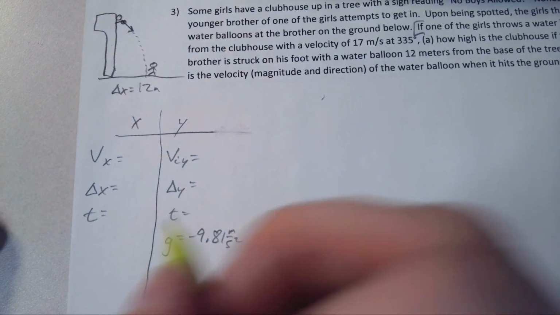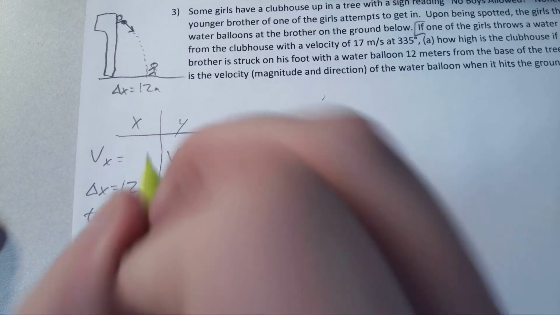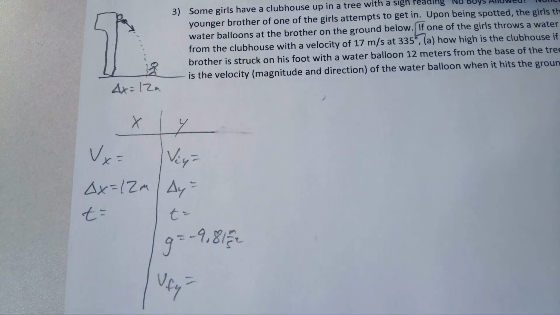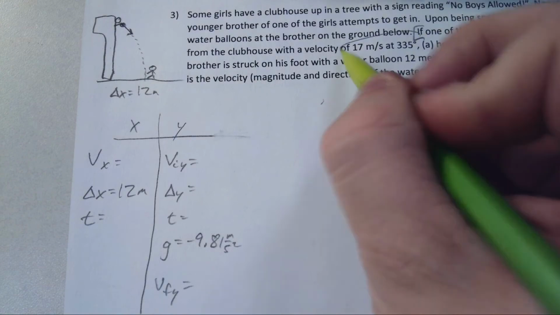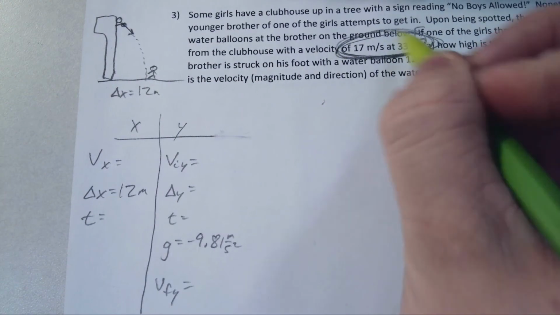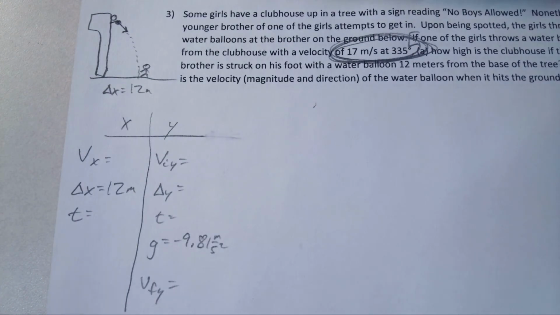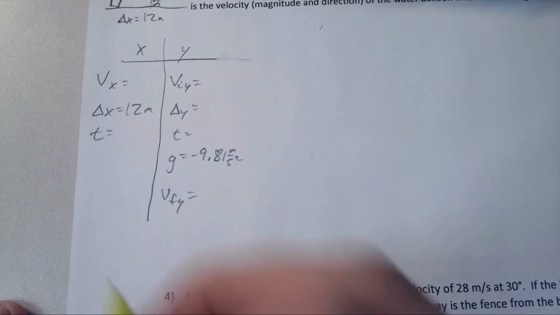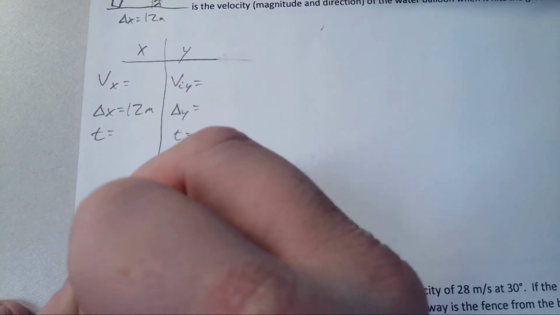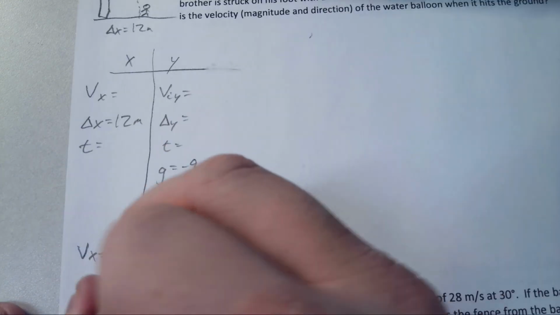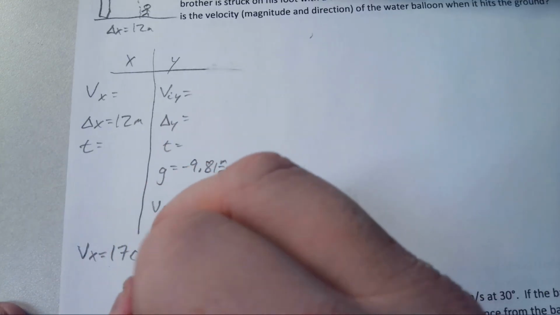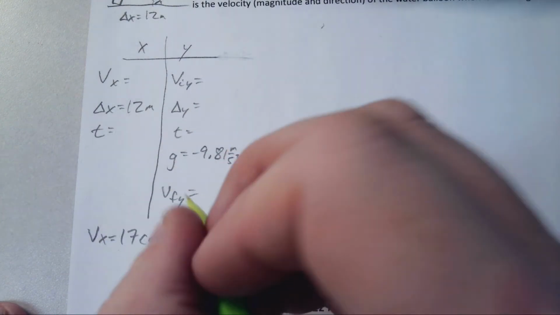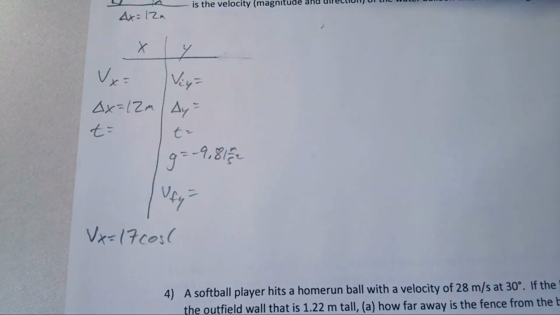Okay, plugging in what we know. We know this is 12 meters. We know gravity. This is the pertinent information up here. You're free to follow along as I go, or if you want to work at your own pace and see if we both arrive at the same conclusion. Careful, it's 335, not 355 or 353.